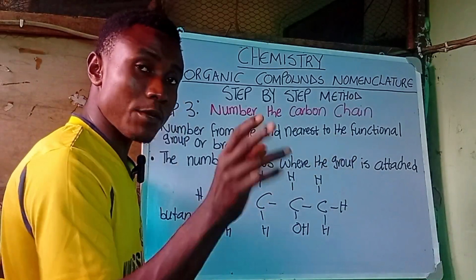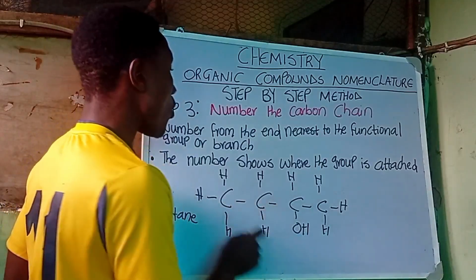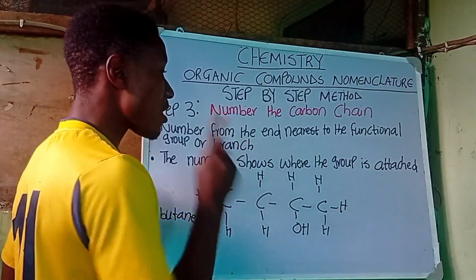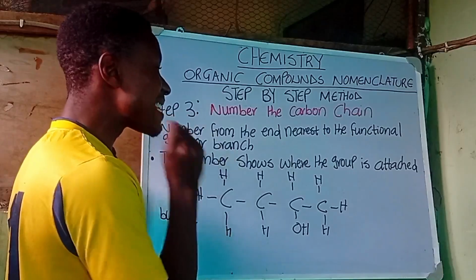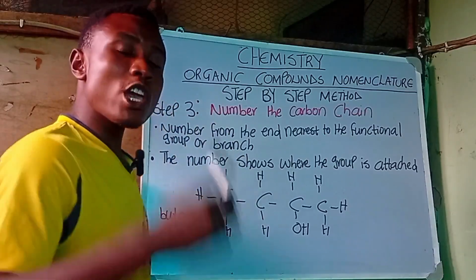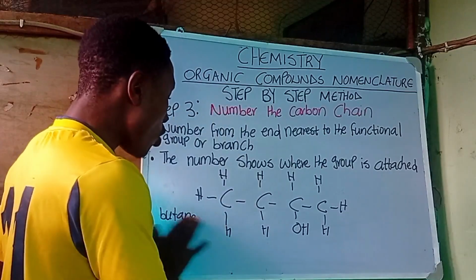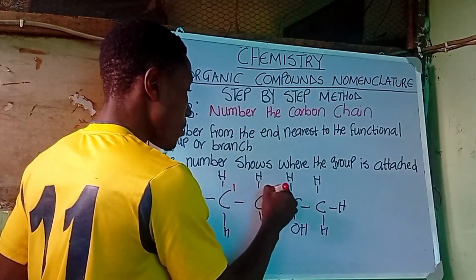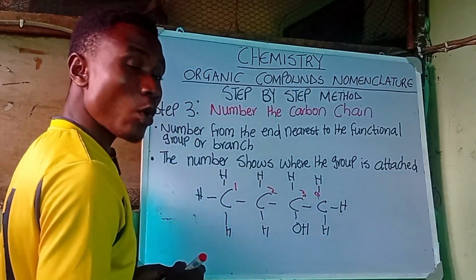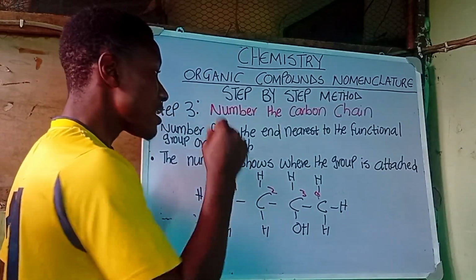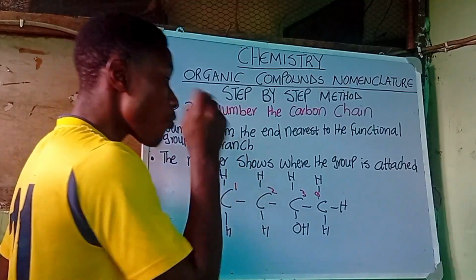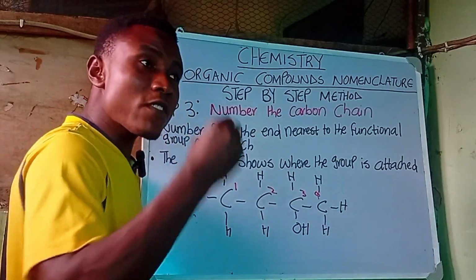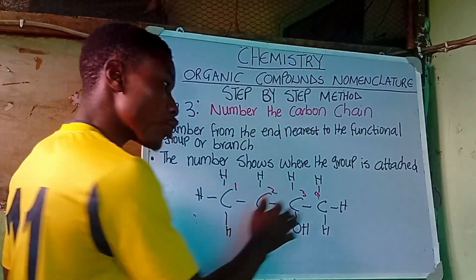Now, okay, let me show you something. This is 1, 2, 3, 4. We said you number from the end nearest to the functional group or the branch. So if we want to start numbering, we are not going to start our numbering here. We are not going to say 1, 2, 3, 4. This is a wrong way of numbering carbon chains. What you simply do is that you give the shortest number to where you find the functional group.